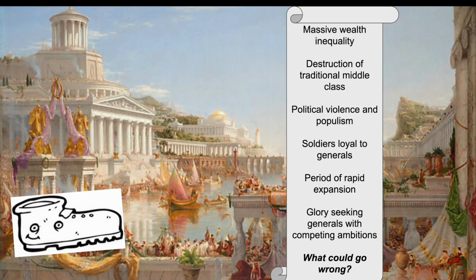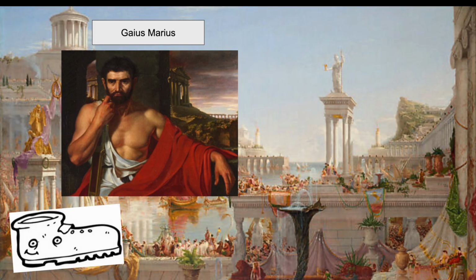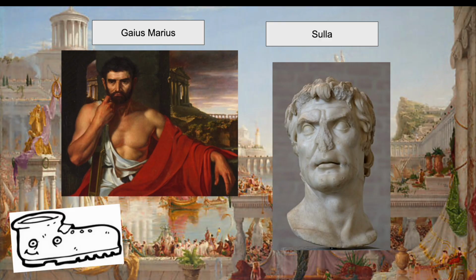So now, we have economic inequality, political violence, and armies are now loyal to their generals instead of the state. What could this possibly lead to? Oh right, civil war! You see, while Marius was in power, another general was getting incredibly popular, named Lucius Cornelius Sulla.